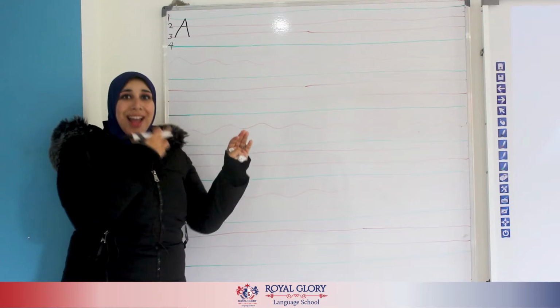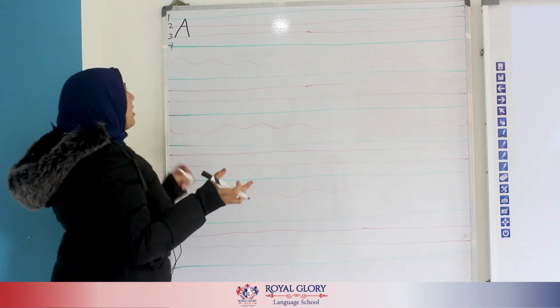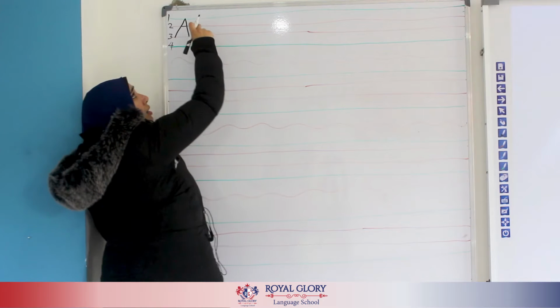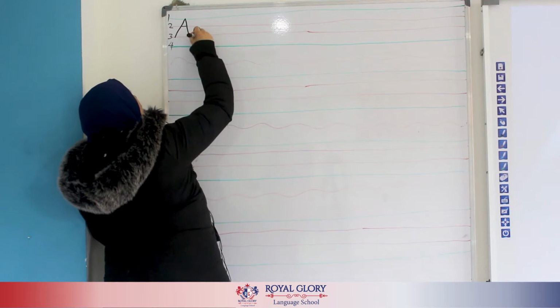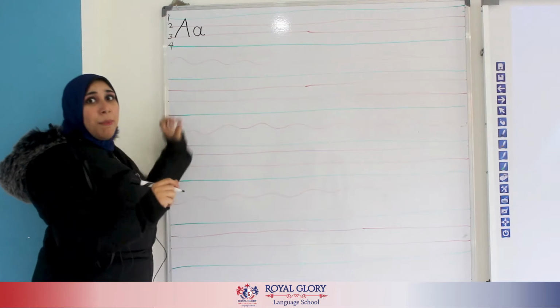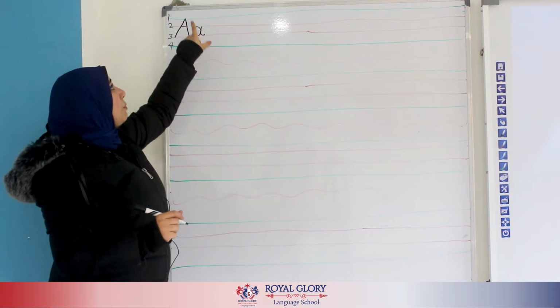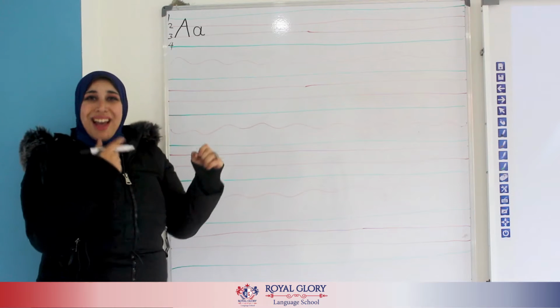Uppercase of sound A. Okay, the lowercase of sound A, how can I write it? Between line number 2 and line number 3, make a semicircle up and make a small tail. This is the upper and lower case of sound A.